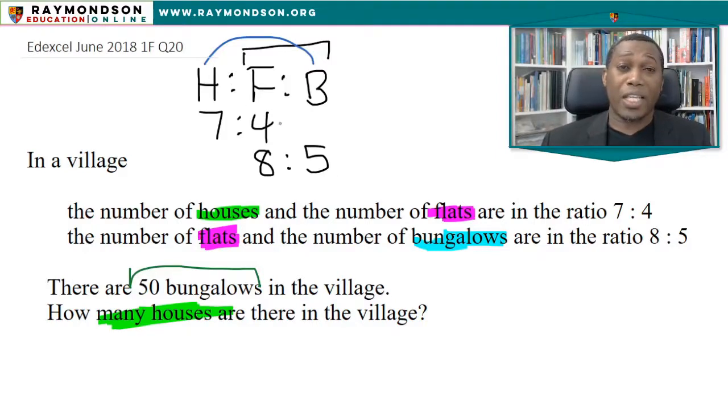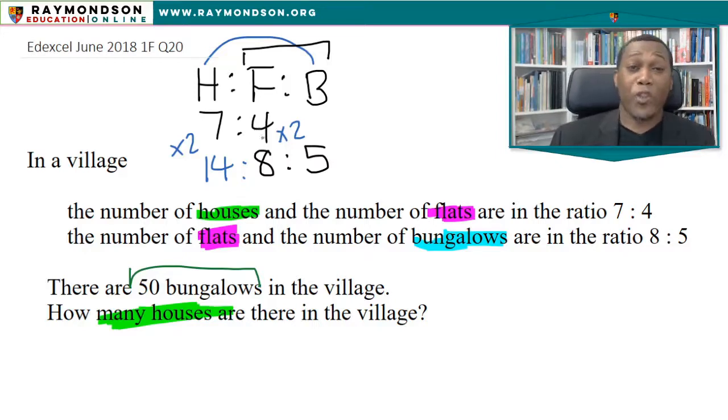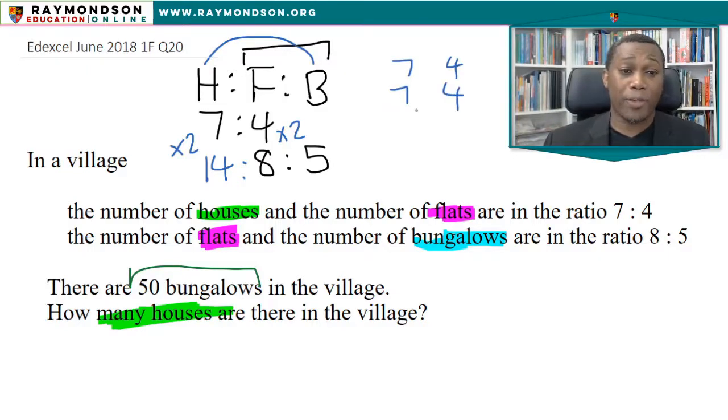Let's scale up. Let's think about proportional reasoning. What do I do to 4 to get to 8? Because we can work with equivalent ratios. If I multiply the 4 by 2, I get 8. That means I multiply the 7 by 2, I get 14. The 7 to 4 ratio, which means for every 7 houses you have 4 flats, is the same thing as saying that for every 14 houses you have 8 flats. It's the same ratio. It means I'm going up in 7. 7 houses, 4 flats. Another 7 houses, another 4 flats. That's 14 houses, 8 flats.